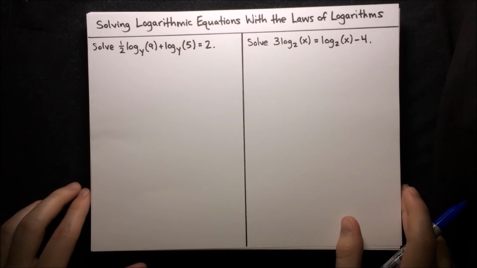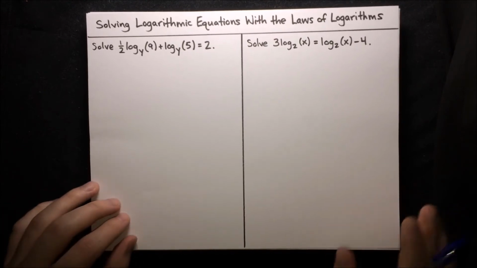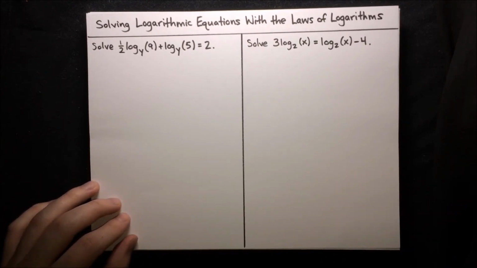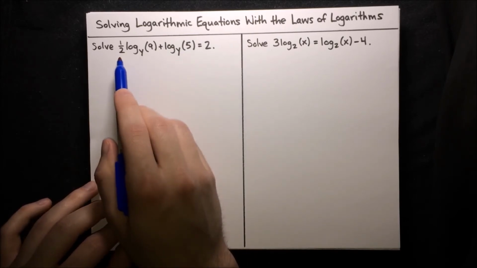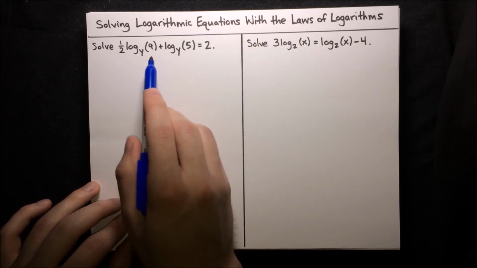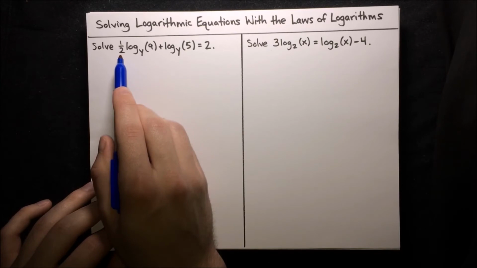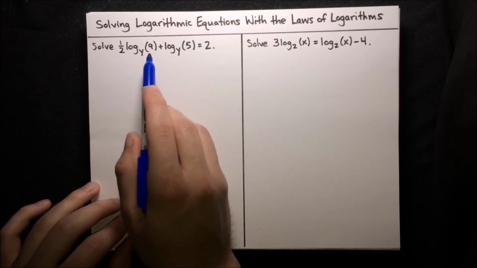Here are some more problems. Let's start with the one on the left. Solve a half log base y of 9 plus log base y of 5 equals 2. Again, our strategy is to just go ahead and combine the logarithms to start with. So we need to get rid of this coefficient a half in front of this logarithm here. So we'll go ahead and use that logarithm rule that we can move this a half into the expression here, into the 9, as an exponent.